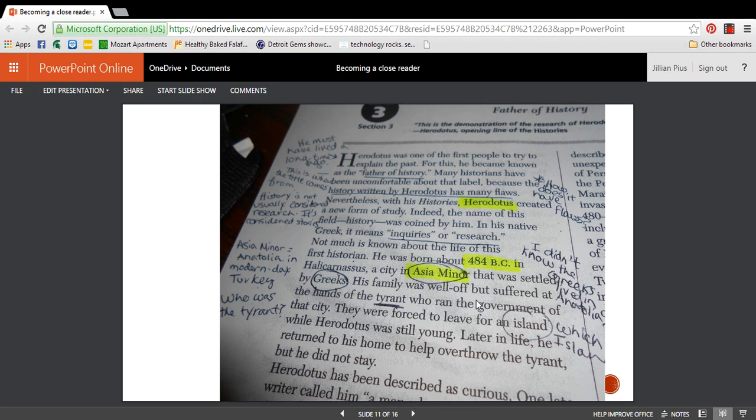Also on the right-hand side, I wrote that I didn't know the Greeks lived in Anatolia. Because remember that Anatolia and Greece are not the same. They're separated by the Aegean Sea. So how did the Greeks get to Anatolia?